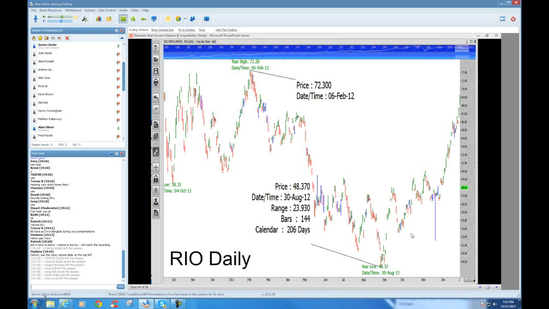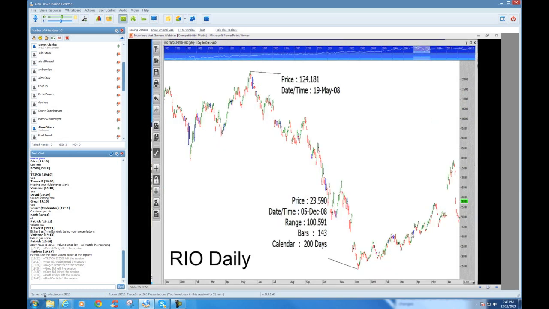Now I've got another fabulous example on the same stock. Again, this is Rio. And what we can see here on the top, May 19, 2008, Rio was trading at $124. It lost $100 per share. So it was trading at $124 in May. In December, it was trading at $23.59. That was a massive decline in that market.